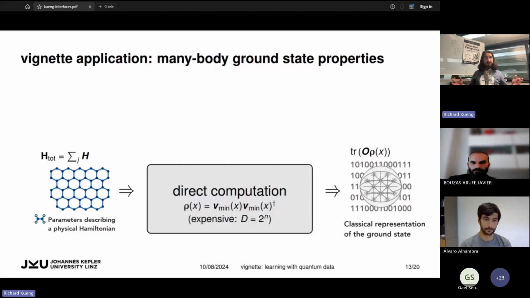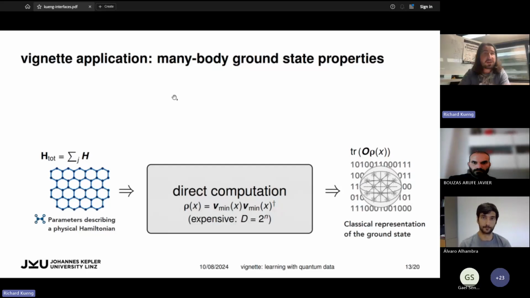But here's really a pipeline. I give you a classical description of a many-body Hamiltonian in terms of a lattice and coupling strengths. And I ask you about a classical representation of the ground state, or certain ground state properties, that I can store and check efficiently myself. I probably don't want to ask for the full quantum ground state, because then we would have to store exponentially many amplitudes, and this cannot be efficient. And the question is now how to get from the left to the right.